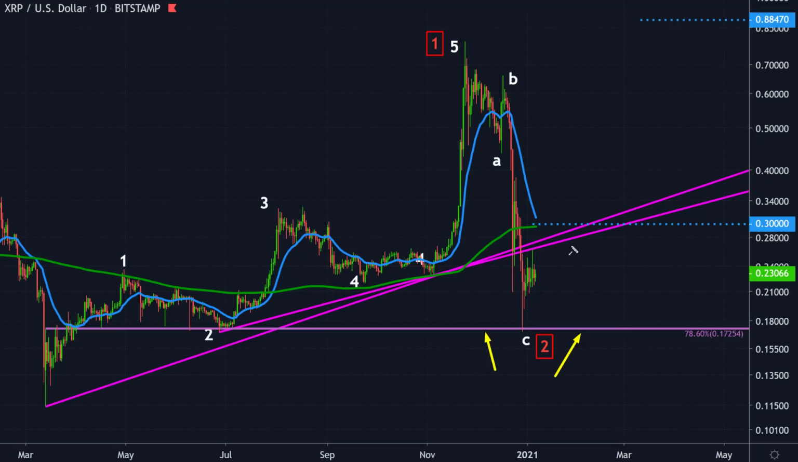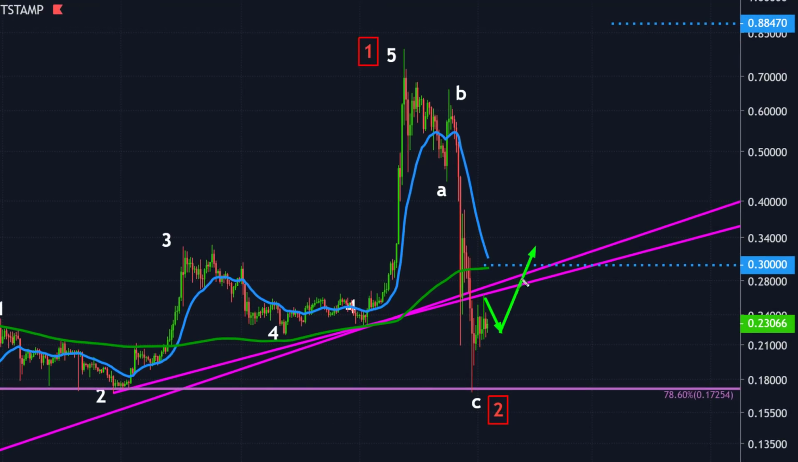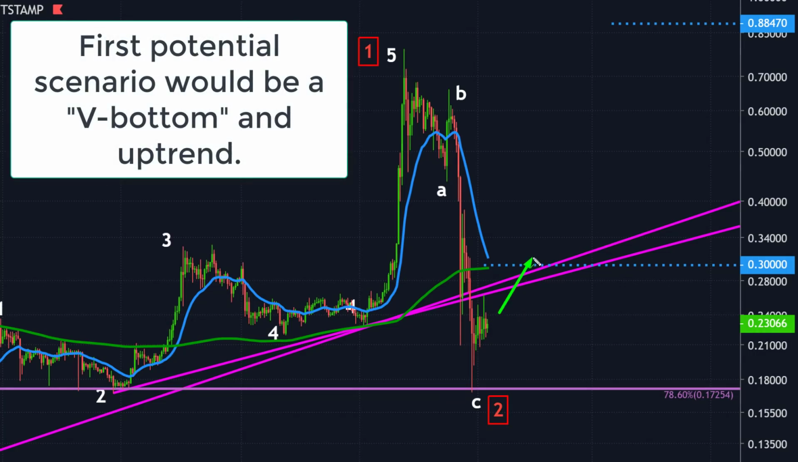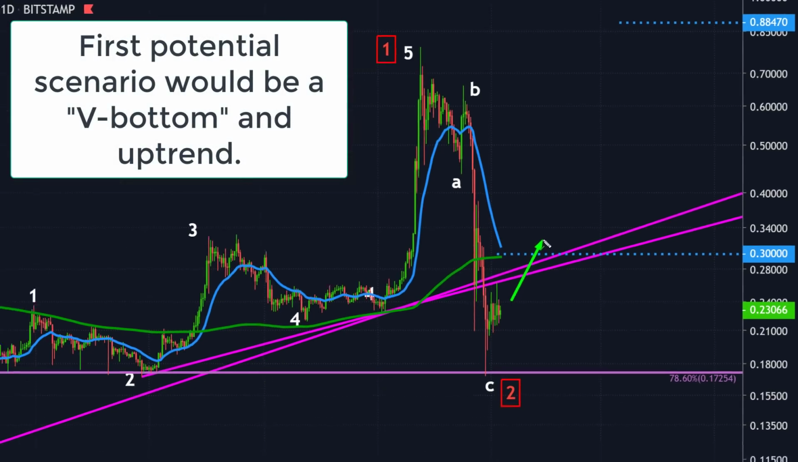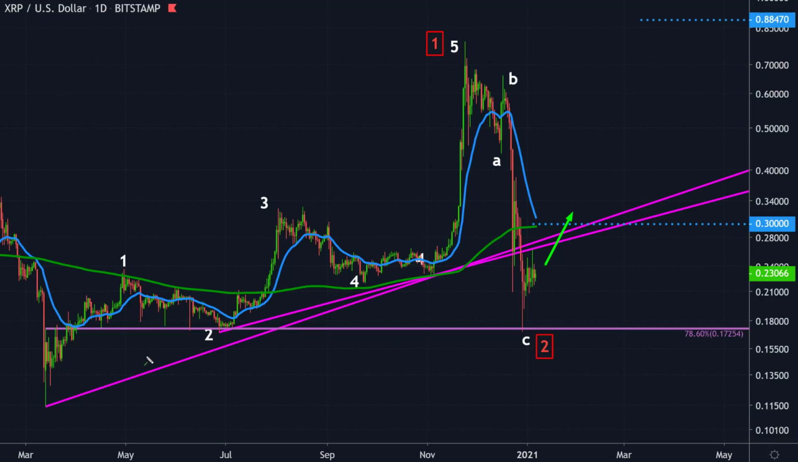XRP could then start an uptrend. In other words, we could see a break above this trend line formation, this magenta trend line you're seeing here. What we've done here, guys, is connect these lows, and if you draw a line through that, that's the magenta line you're seeing on my chart. So we're seeing two trend lines here.